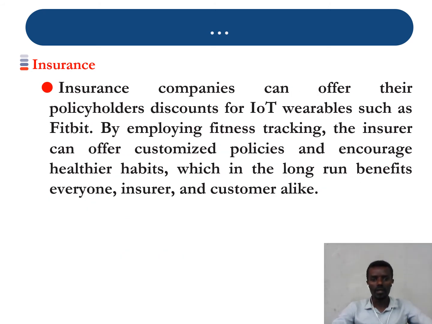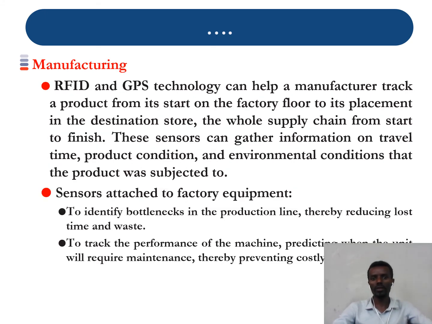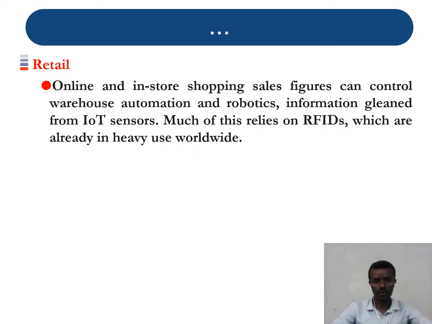Also, we can use it in insurance companies, or in manufacturing, producing whatever we want in our area. In retail also we can use it, for example online and in-store shopping, especially if you want to buy something from your home. In that case you can sell or buy whatever it is, because it is provided on the website, and when you are using your devices, the figures can be controlled, the home automation, and maybe it uses robotics which can sense everything found in the environment.